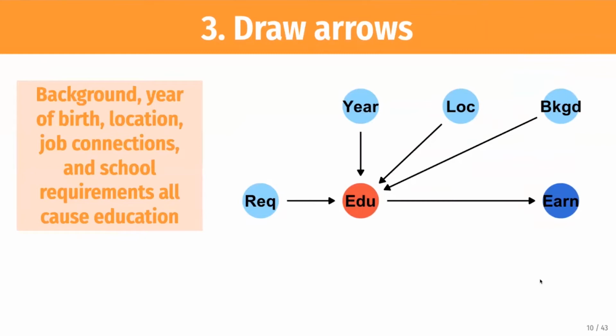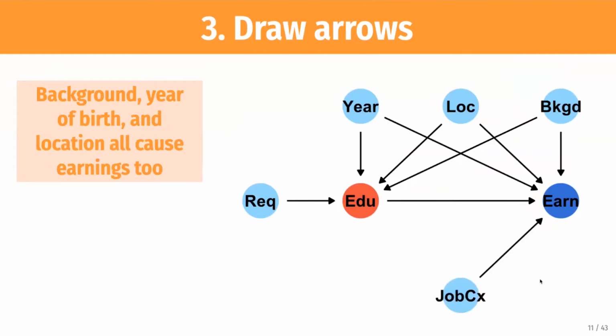Then we can connect them to earnings. We can say the year that you're born, your location, your background all cause your earnings. If you're born in a year where 18 years later there's an awful recession, that's going to be bad for your earnings. Job connections cause earnings. Job connections don't really cause education. That doesn't make you go to school more. That's kind of independent of that. Required schooling doesn't cause earnings directly.